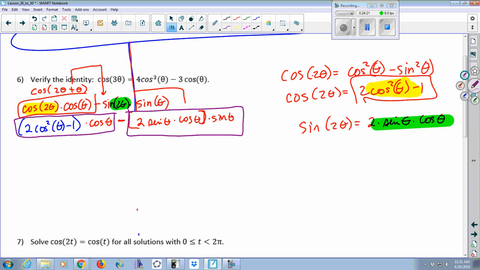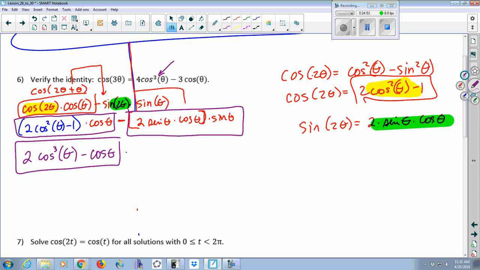So now what do I have? I have something times a difference. So I use my distributive property here. I'm going to multiply cosine of theta times each one of those terms. So that gives me 2 cosine cubed theta. Woohoo! I've got a cube, and look over here, I've got a cube. I'm heading in the right direction. Minus cosine theta. So that's my first term, my first purple box.